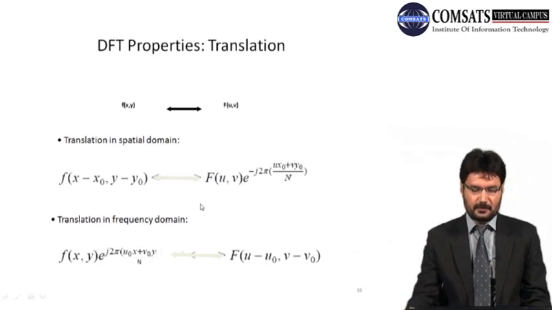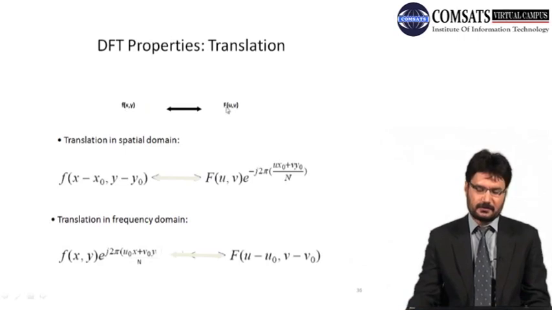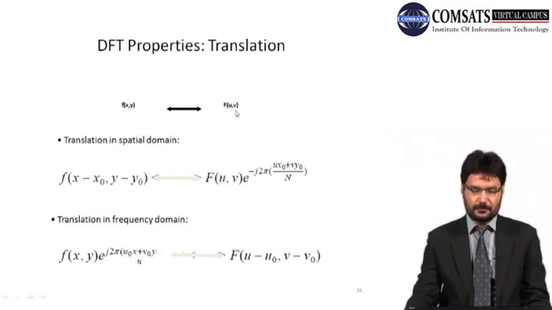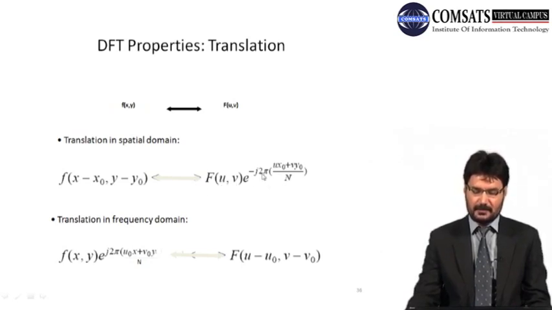So what are the basic properties of translation? We have this f(x,y), which we already know, and we convert it into F(u,v), which is in the Fourier transform. So translation in the spatial domain: in the two-dimensional case, f(x minus x naught, y minus y naught) converts to F(u,v) e to the power minus j 2 pi (u x naught plus v y naught) divided by N. And if we translate in the frequency domain, the formula is something like this.